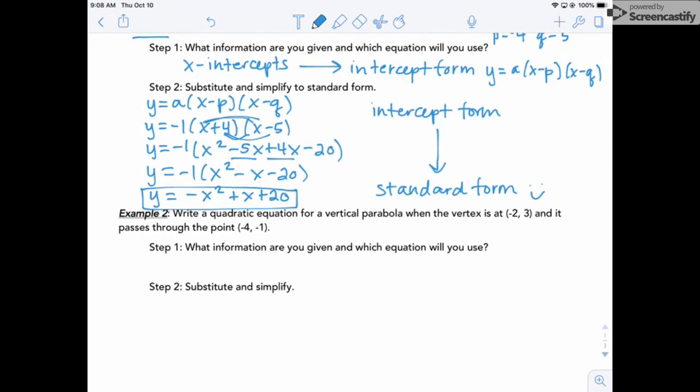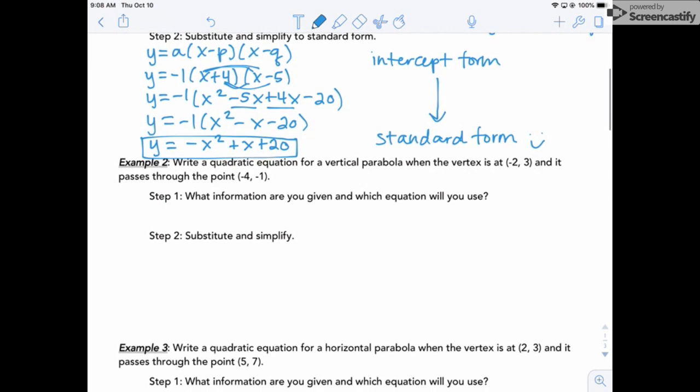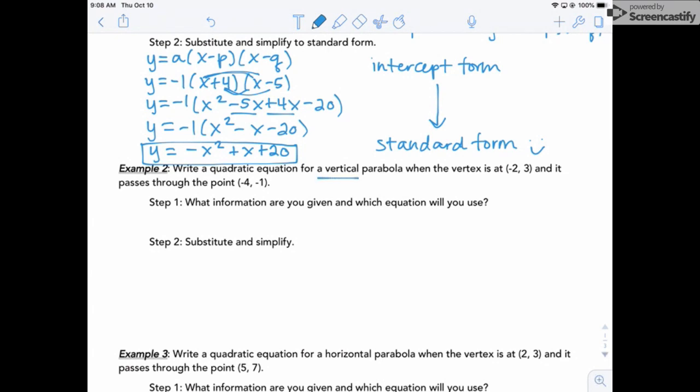Example 2 says, write a quadratic equation for a vertical parabola, so vertical parabola again, when the vertex is at (-2, 3) and it passes through the point (-4, -1). So step 1, what information are you given, and which equation will you use? Well, I'm given that it's a vertical parabola, and I'm also given a vertex. So if I'm given that it's vertical, and I'm given a vertex, the form I'm going to be using is the vertical vertex form.